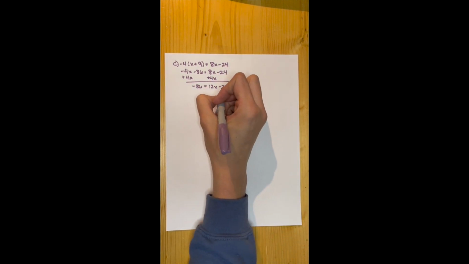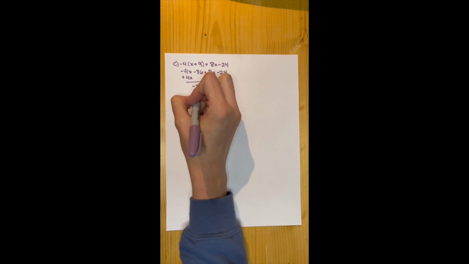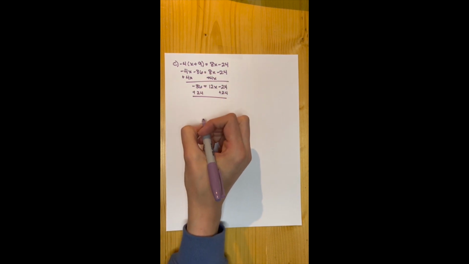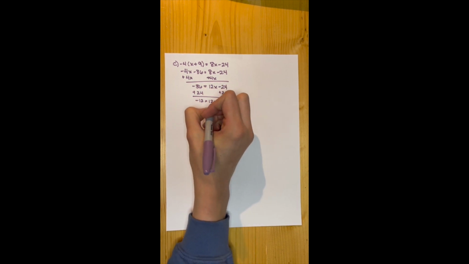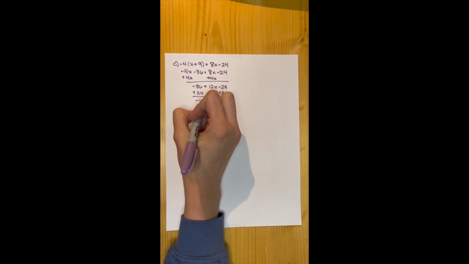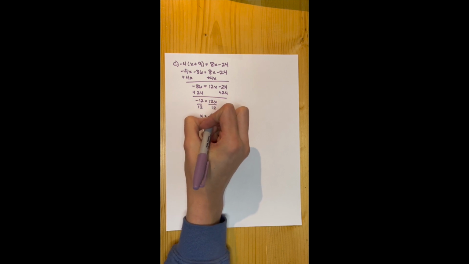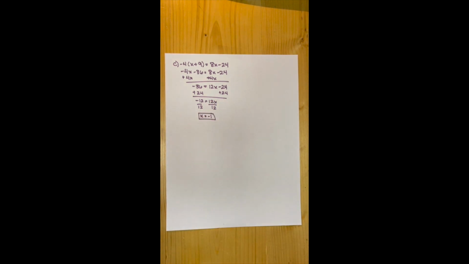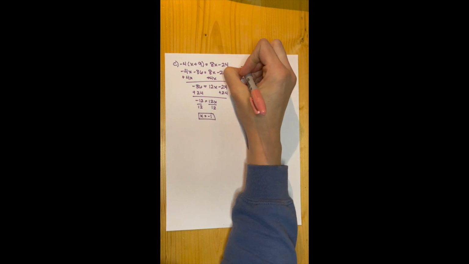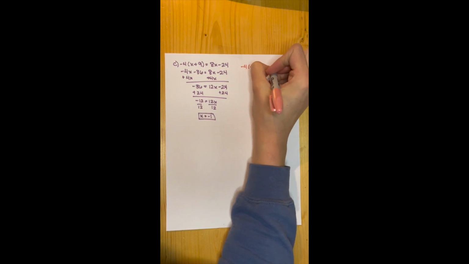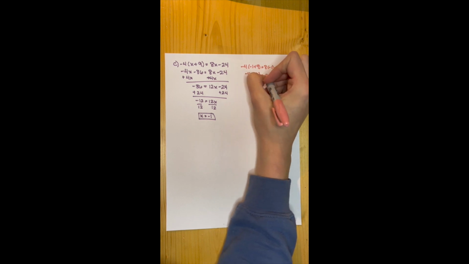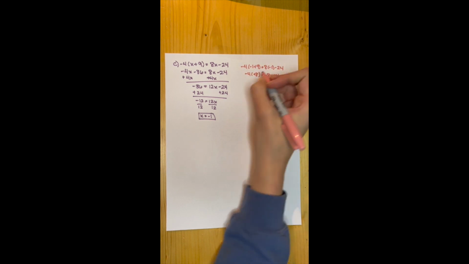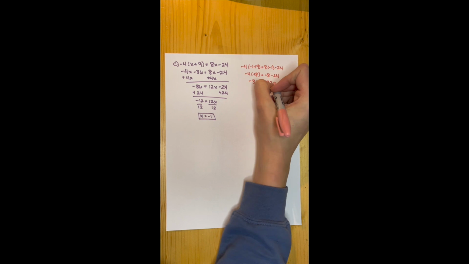Add 24 on both sides. Notice here I'm putting my numbers on one side of the equal sign and my variables on the other. We end up getting negative 12 equals 12x divided by 12. We get x equals negative 1. Let's plug it in. We get negative 32 equals negative 32. Check.